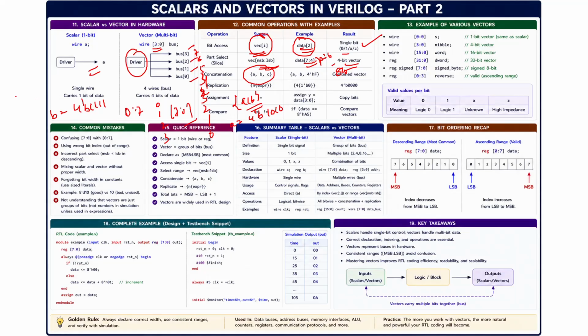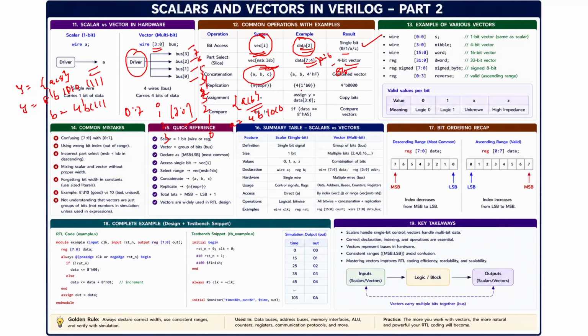Then I am getting the output y equal to A concatenation B, and I am getting the output like 8'b1010111. So first A is written, 1010. After that B value 111. So I am combining the values. That is the concatenation operator.